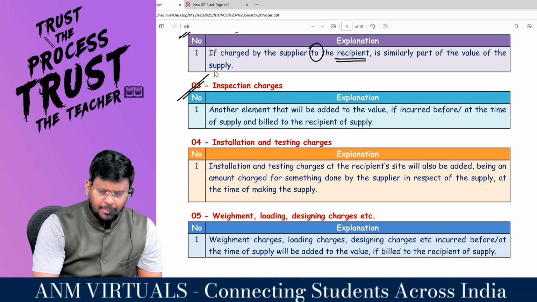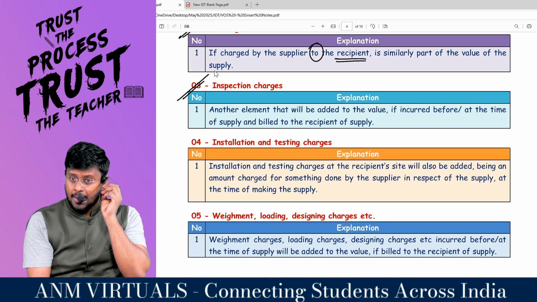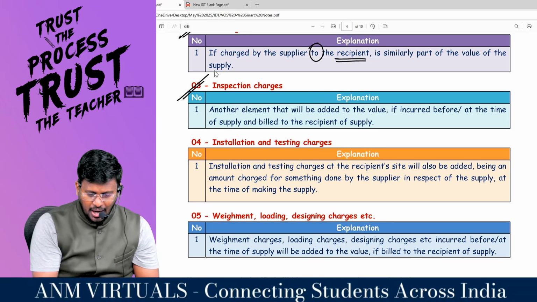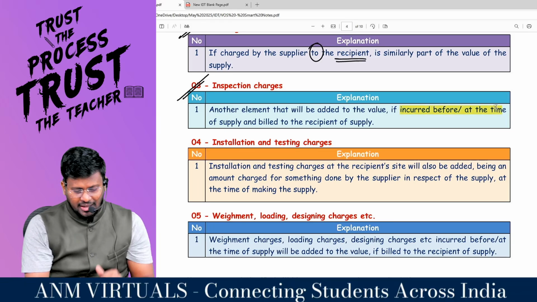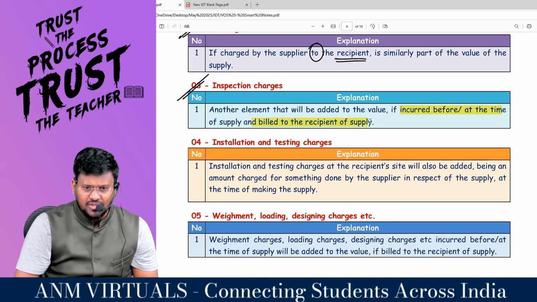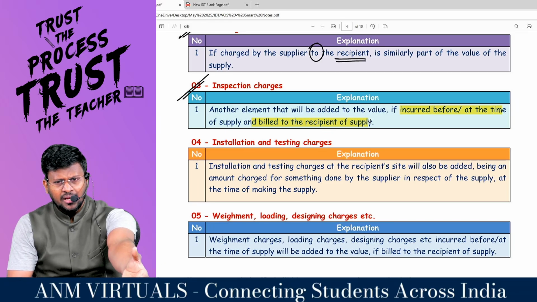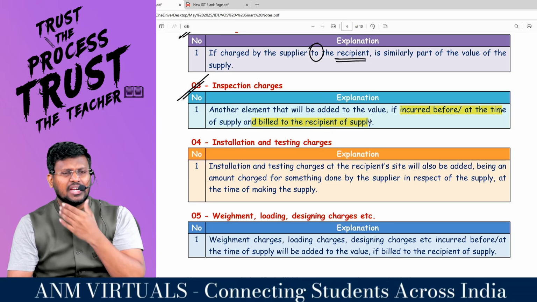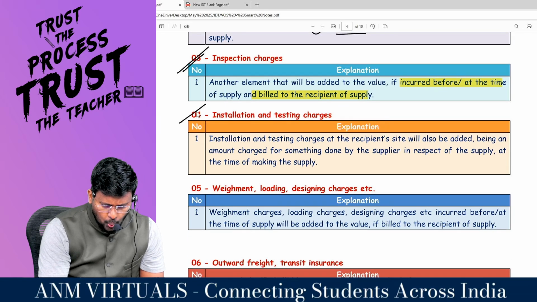Sir, big machineries and all. The supplier will be incurring inspection charges about the quality of the machine. So another element that will be added to the value, incurred before or at the time of supply and billed to the recipient of supply. Any inspection charges incurred by the supplier, and if it has been charged to the recipient, that inspection charges should be included in the value. Next one, installation and testing charges.